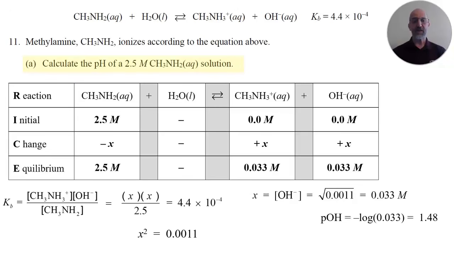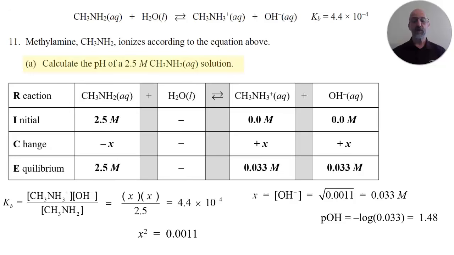Well, this is a weak base. We are expecting the pH to be greater than 7 because this is a base. So if I thought that the final answer for the pH of a 2.5 molar solution of a weak base was 1.48, well, that would be incorrect. So don't forget to pay attention to what you're taking the negative log of.